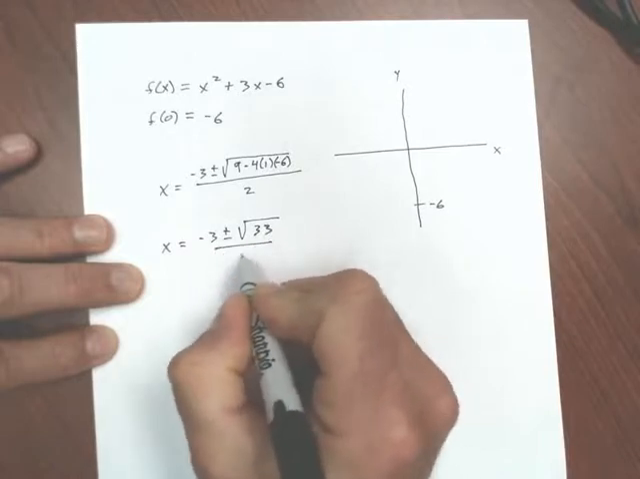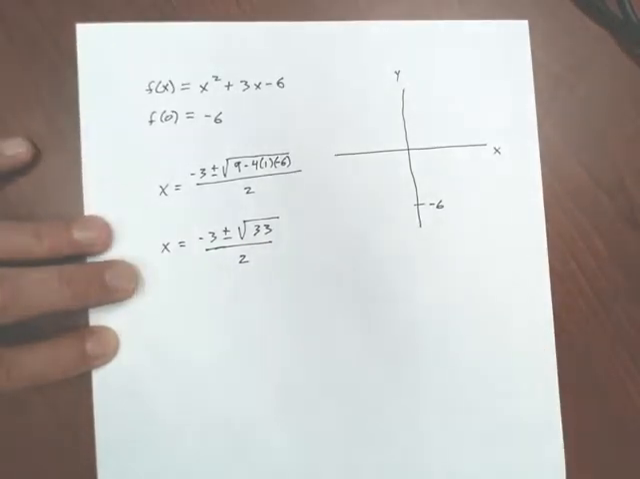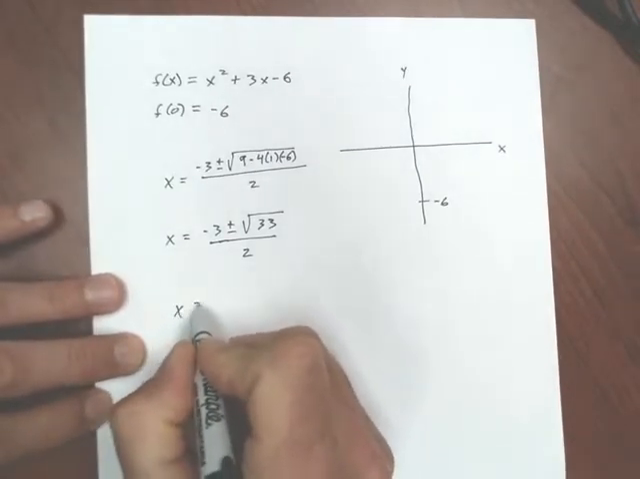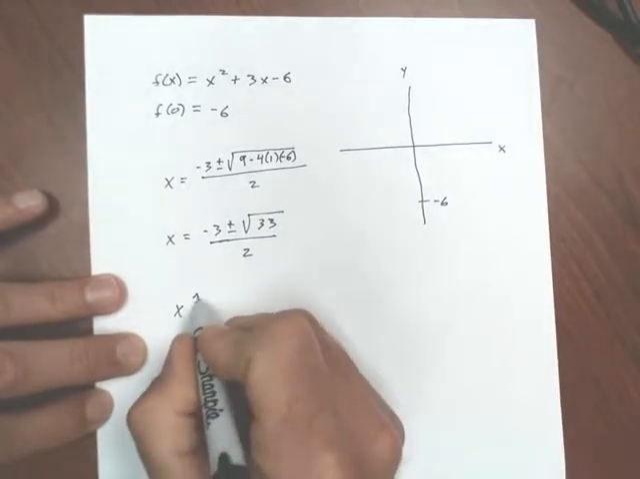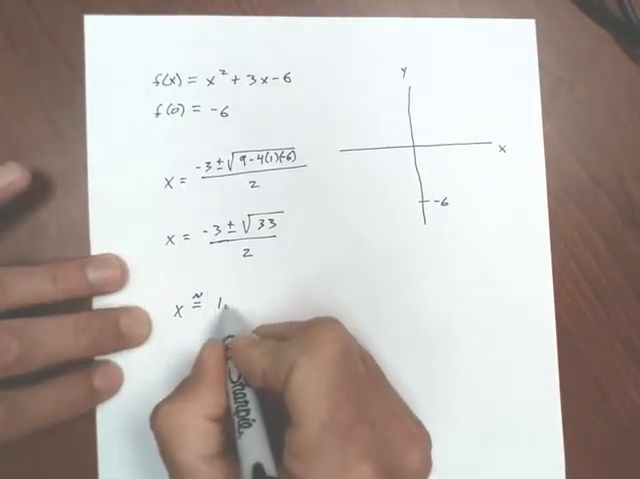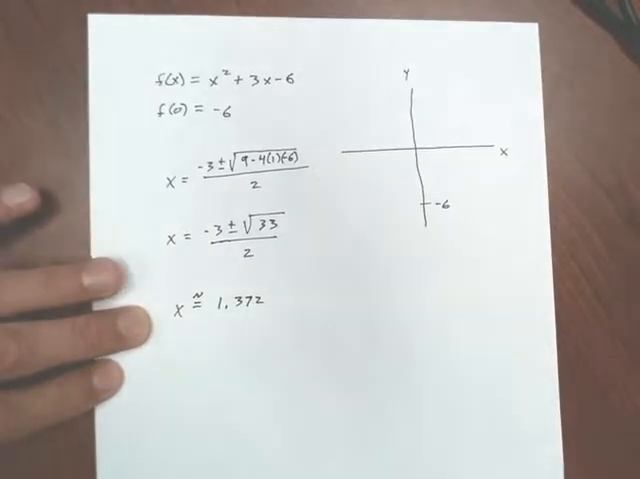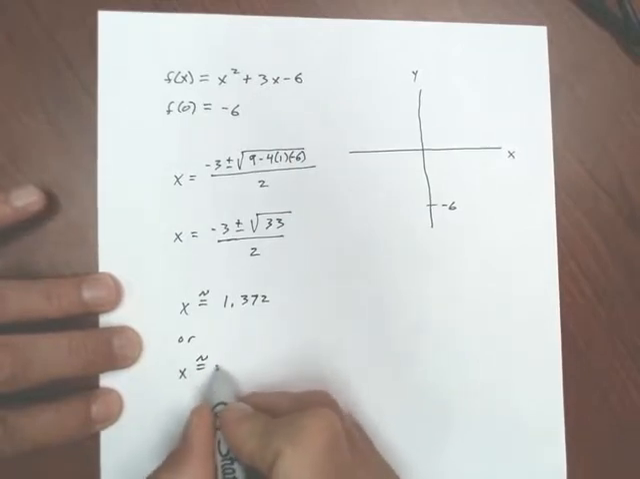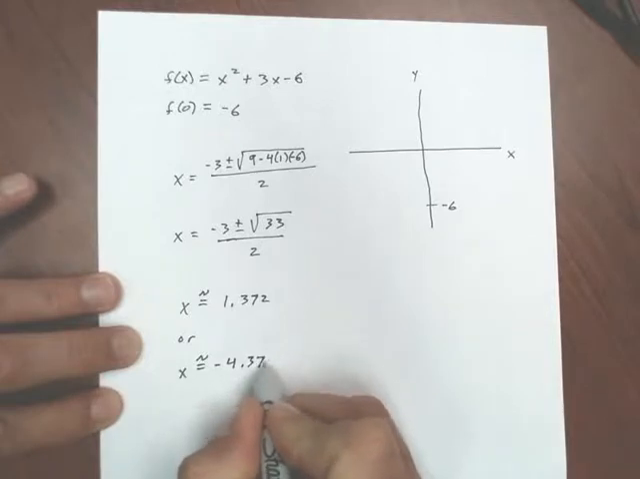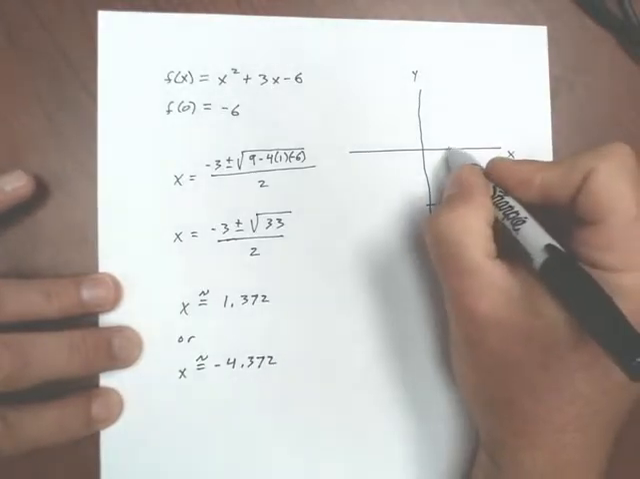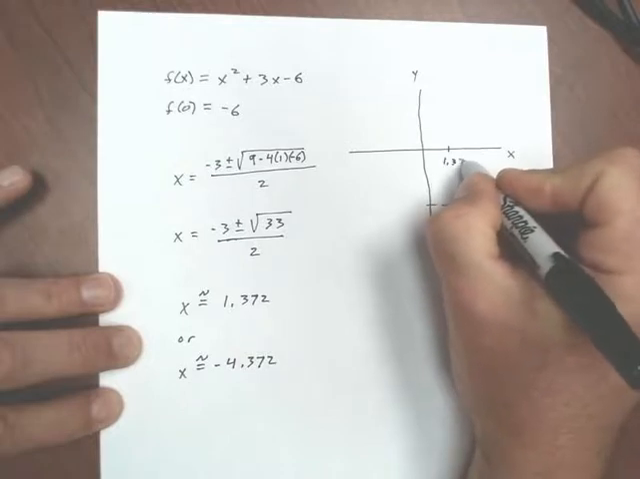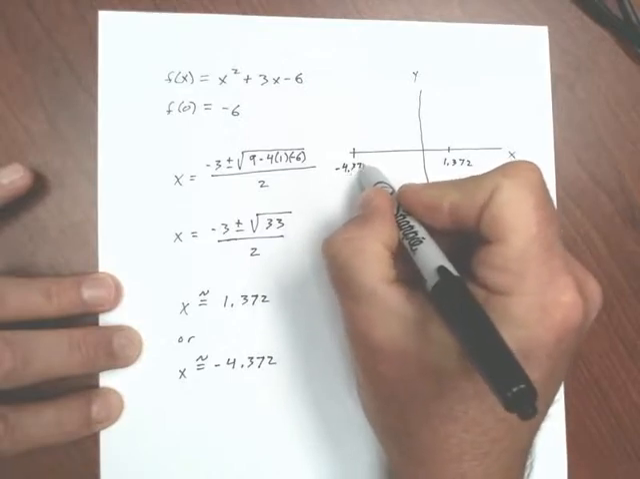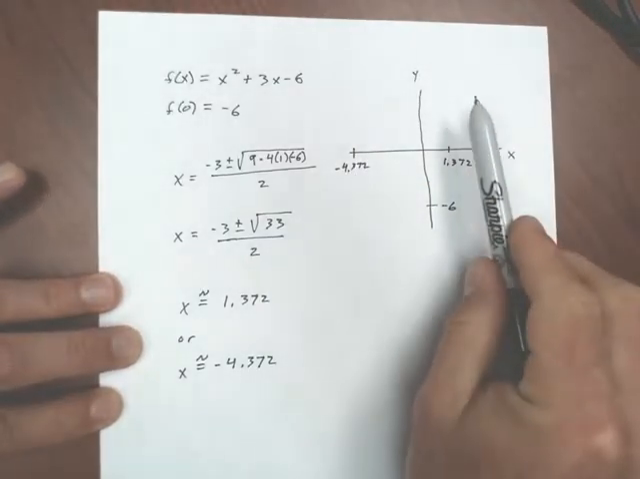divided by 2. Okay, and if I'm not mistaken, you can use your calculator and figure this out, this means x equals approximately 1.372, or x equals approximately negative 4.372. Okay, so we have 1.372 and we have negative 4.372.